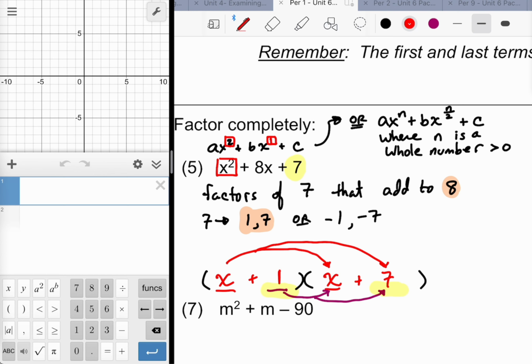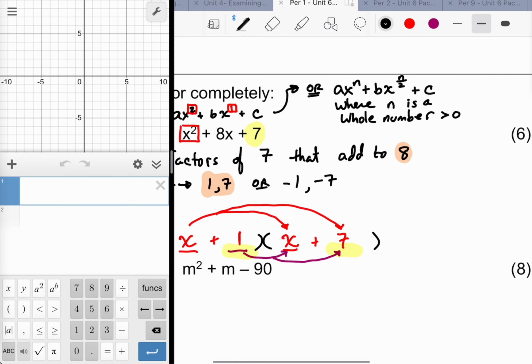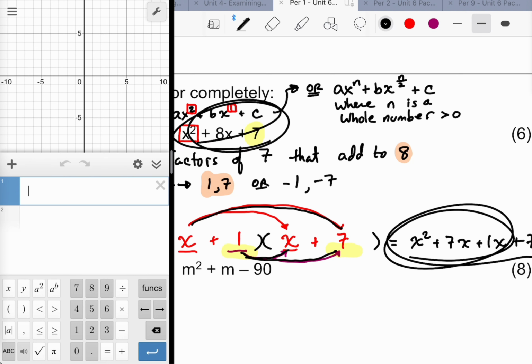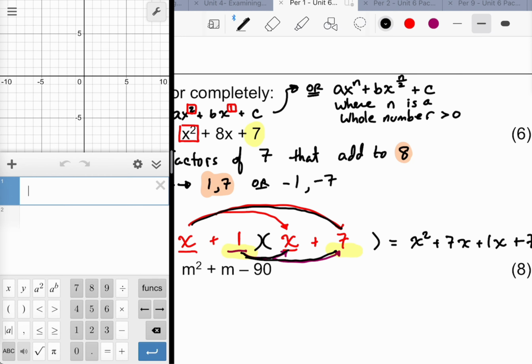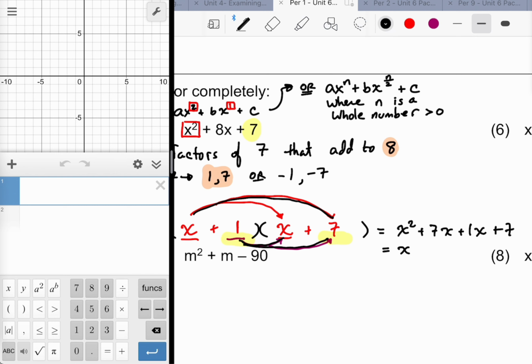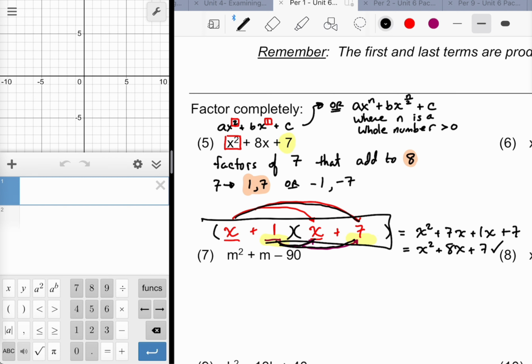All right? So I would have x by x, which gives me x squared, x by 7, which gives me a 7x, 1 by x, which gives me a 1x, and 1 by 7, which gives me a 7. I'm just checking to see if this expression here matches what we started with. If it does, then we're good. If it doesn't, then back to the drawing board. All right? So we're looking at x squared plus 8x plus 7. It checks out. So these would be our factors, the appropriate set of factors.